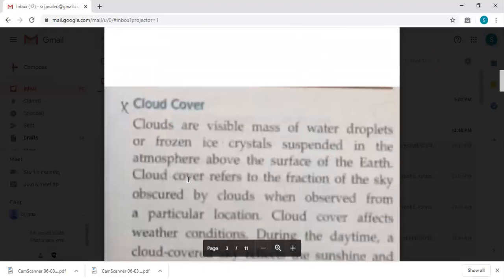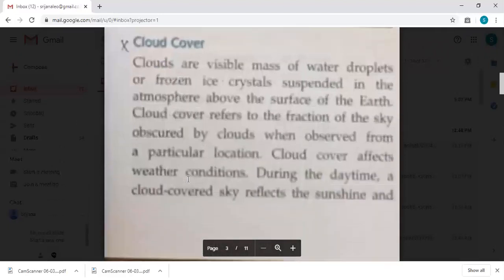Now the last bit, that is the cloud cover, the last factor that affects the weather in the climate. Now clouds, I told you, they are actually a mass of water droplets, or you can say a mass of ice crystals formed together, which is suspended in the atmosphere, but it will be formed higher above from the surface of the earth.